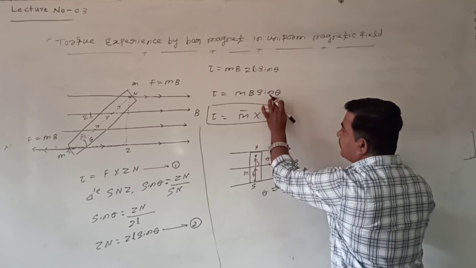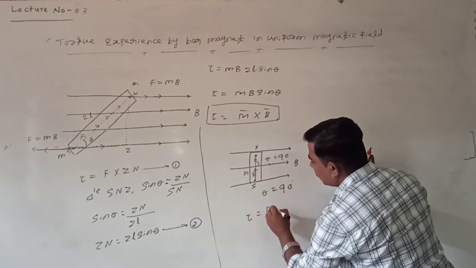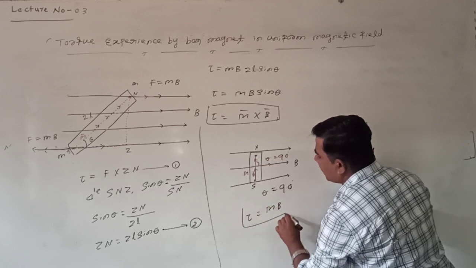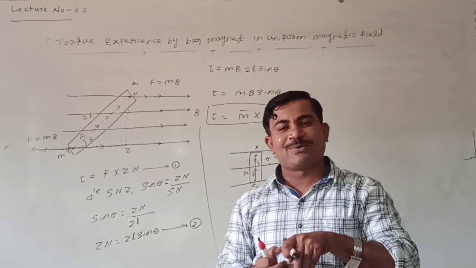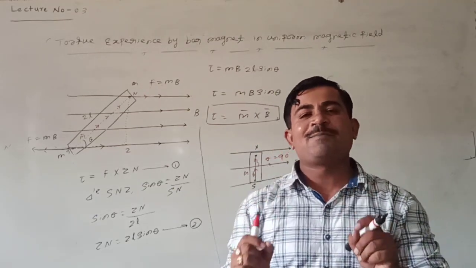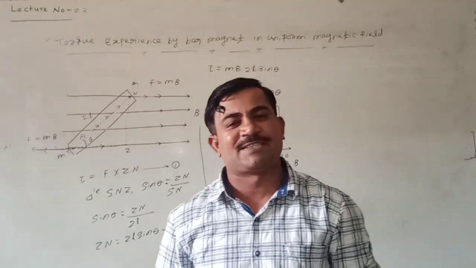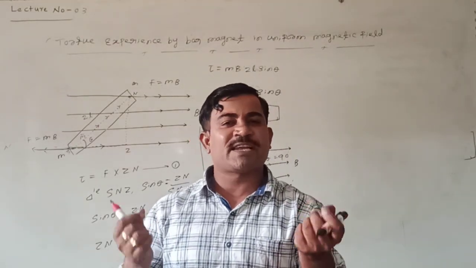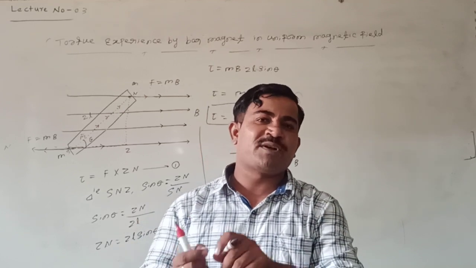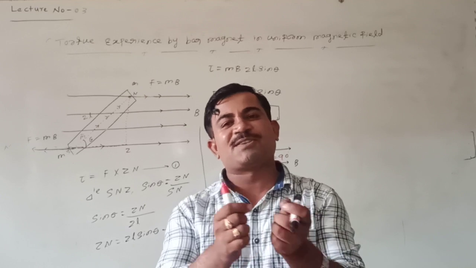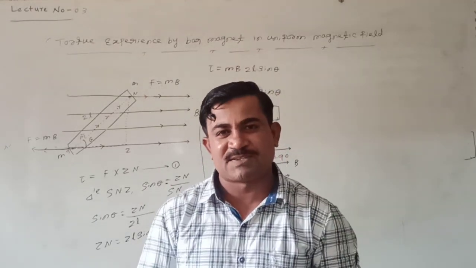With sin 90, what torque is experienced? Torque is equal to M into B. Maximum torque is experienced. When is maximum torque experienced? When a bar magnet is placed perpendicular to the direction of the magnetic field, it experiences maximum torque. Then I will take the second situation where torque is zero. No matter how much the strength of the magnetic field or of the magnetic dipole moment, in that case no torque is experienced. That case we will see.